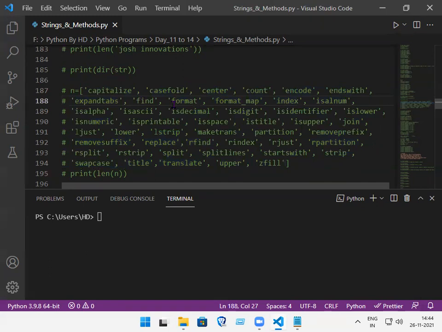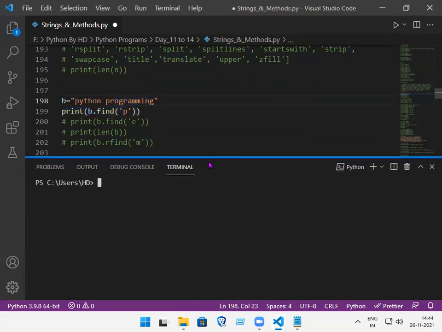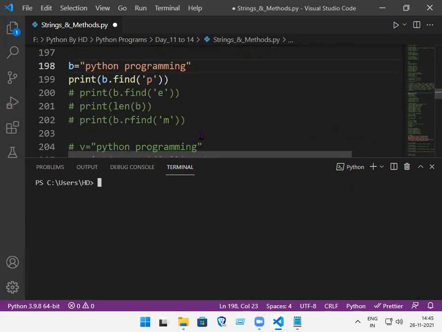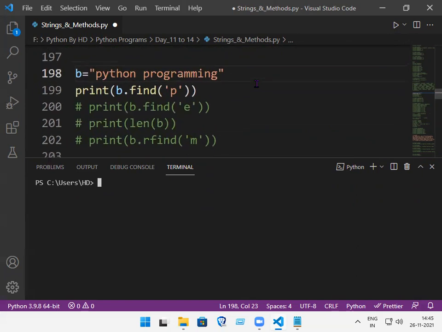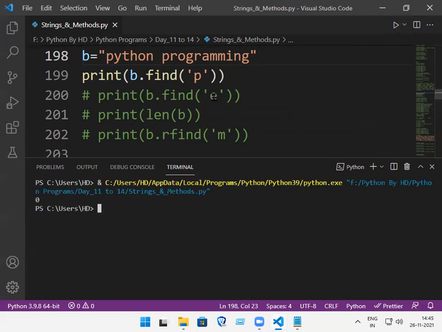Like rindex, I have in which concept? Okay. Now we have find. Do you have anything called rfind here? Yes or no? So find means from which side, by default? Left. In the case of find, what I'm passing is small p. From which side, left side. How much value? 0.